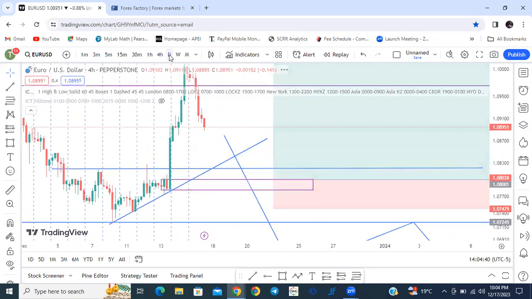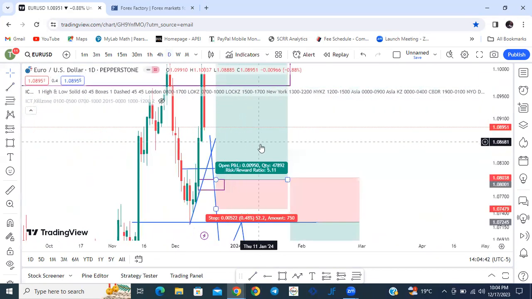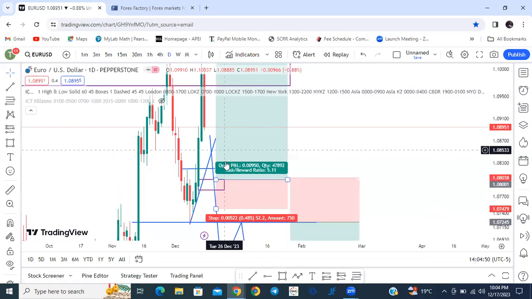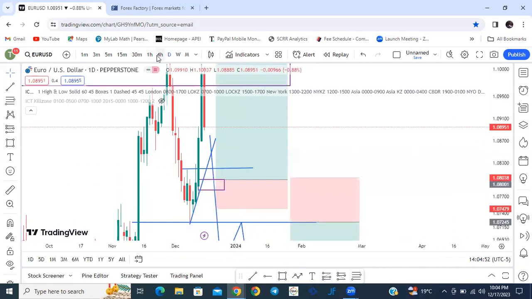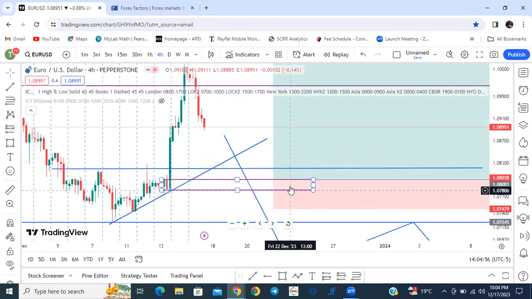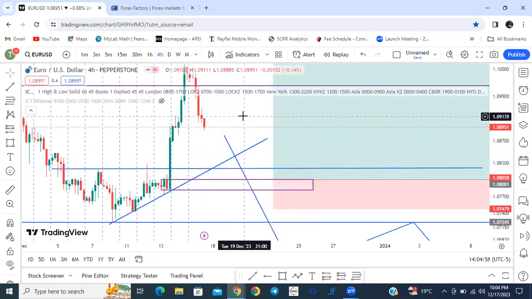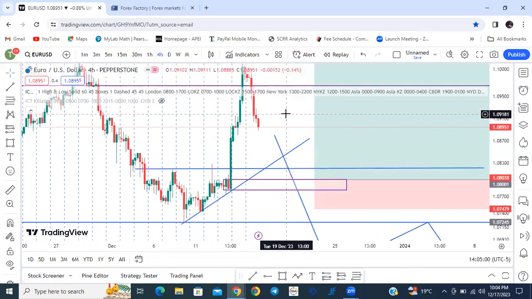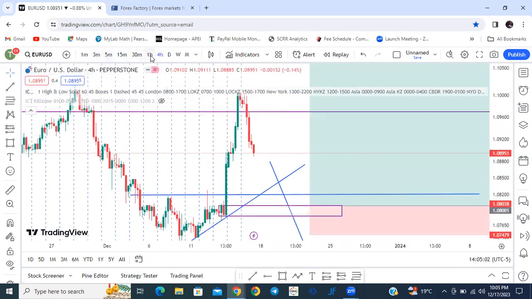Okay, so if you now go to the daily time frame, you find that you have reduced the risk. We have a 1:5.11 risk to reward ratio, because you have narrowed down the entry from the 4-hour time frame. So that's what we have from the 4-hour time frame.